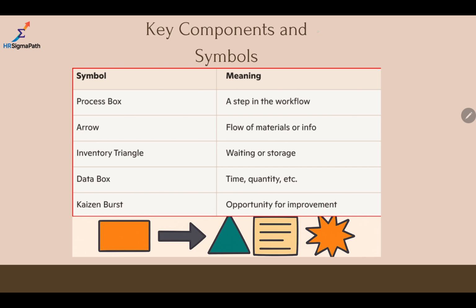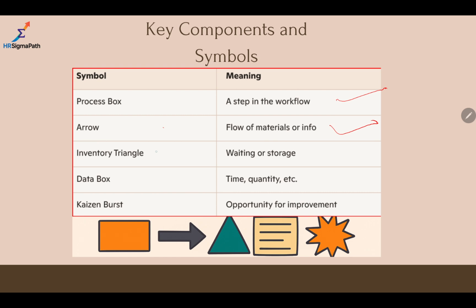Now here are the key components and symbols. VSM uses simple symbols to map the process. Boxes show the workflow or steps, and then there is an arrow which shows the flow of the material or the information.